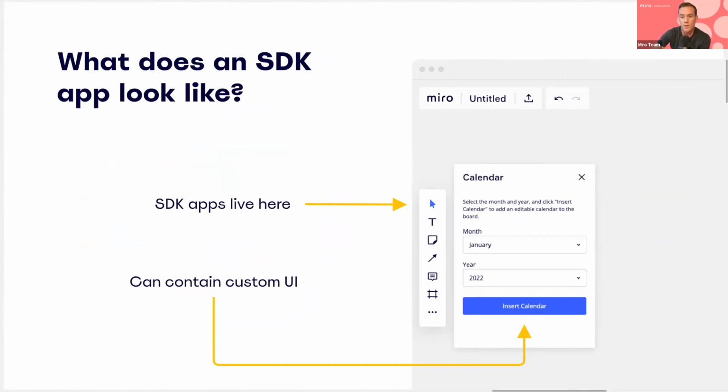One thing to note, however, is that only your own apps will be accessible to you from here. In order to make an app that you develop accessible to all Miro users from the toolbar, you would need to publish your app on our marketplace, which we'll talk a bit about later on. So all these apps can have their own custom UI, modals, and so on. And you can access these directly from this left-hand toolbar on a Miro board.